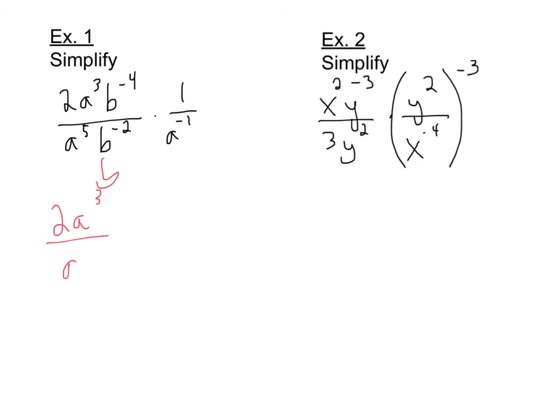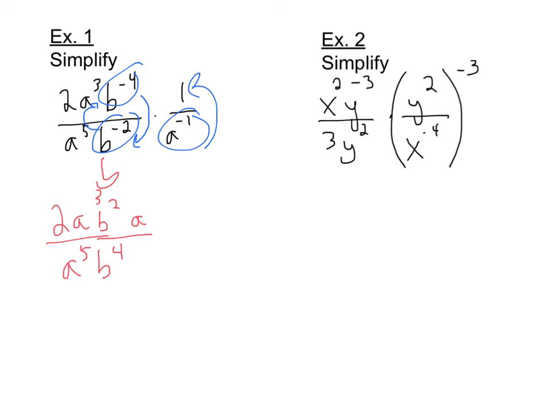And that will simply give me a b squared in the numerator and a b to the 4th in the denominator. And the a to the 1 or a to the negative 1 will jump up to the numerator. So what I did there is I moved its location, made the exponent positive, did this same thing, moved its location, did this same thing, moved its location. So I moved all the locations, made the exponents positive.